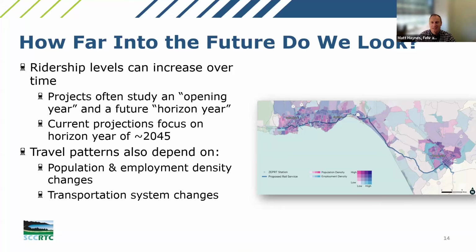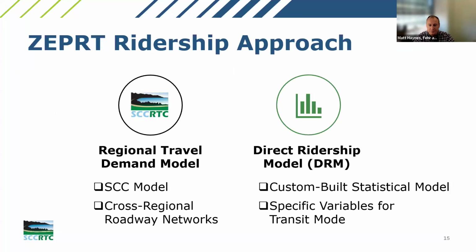So the ridership forecast that I'm going to share today focus on a horizon year of about 20 years from now. So that's an approximate year around 2045, and kind of what would conditions look like if the ZEPRT project were operational, and some of the regional changes and travel patterns and transportation projects and population and employment changes have already occurred. Next slide.